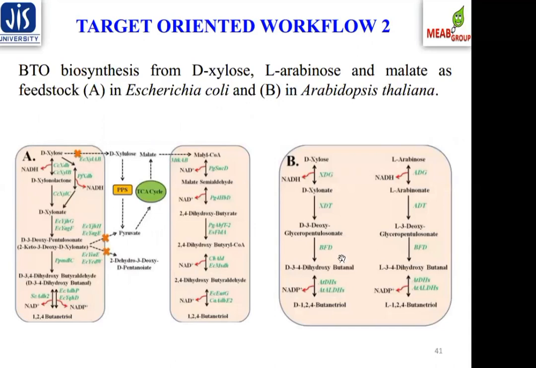This is the natural pathway which exists within the cell. This is called the BTO biosynthetic pathway, which is present in E. coli as well as in Arabidopsis thaliana. But the pathway is very complicated to execute within a microbial system because lots of regulation needs to be involved, and it is not possible to functionalize in the model microorganism E. coli or any other class of gram-positive microorganisms.